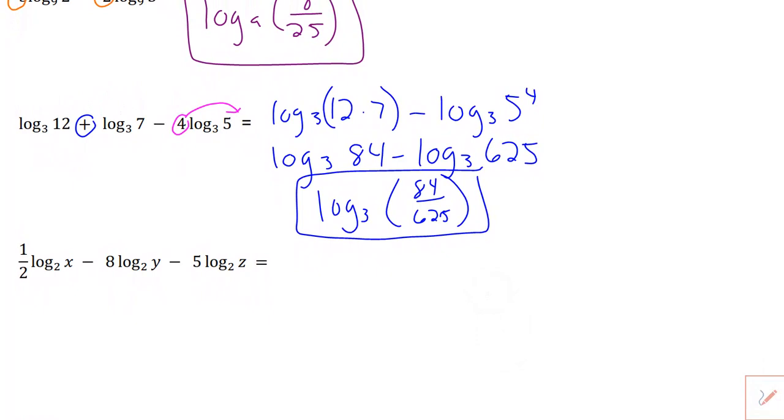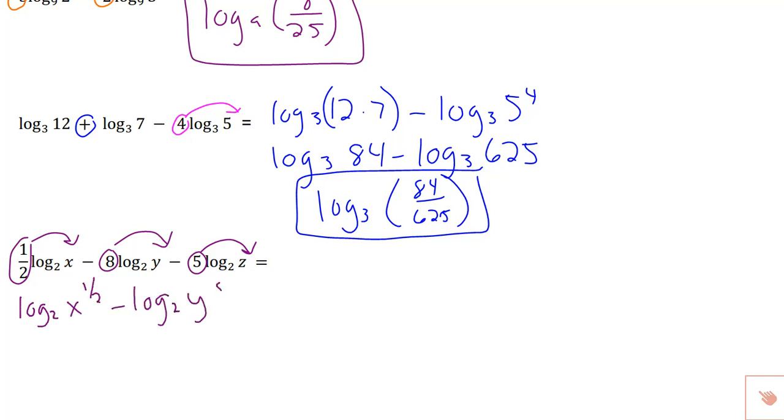Let's do this last one where we're going from expanded to condensed. I'm going to take care of all of these coefficients first. I kind of just like to get that out of the way. So we'll write this as log base 2 x to the 1/2, log base 2 y to the 8th, log base 2 z to the 5th.